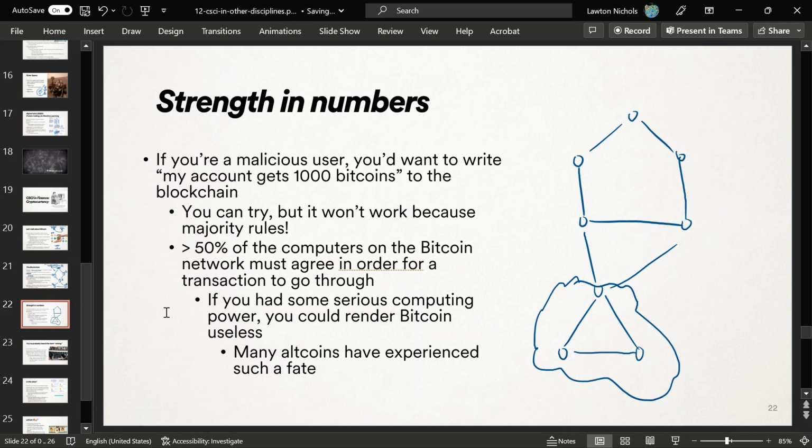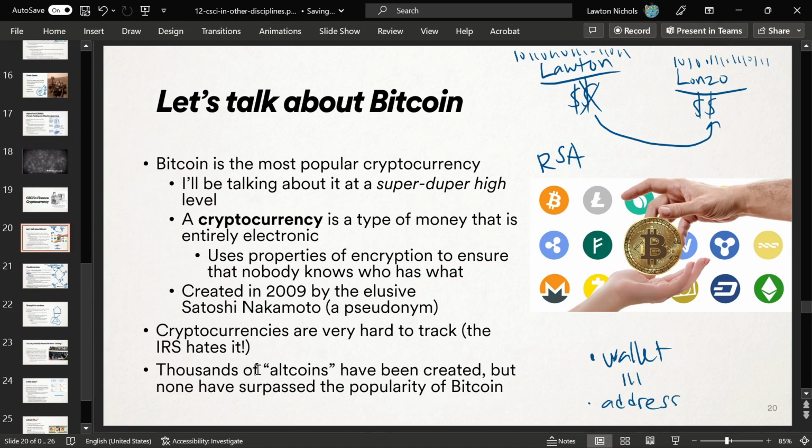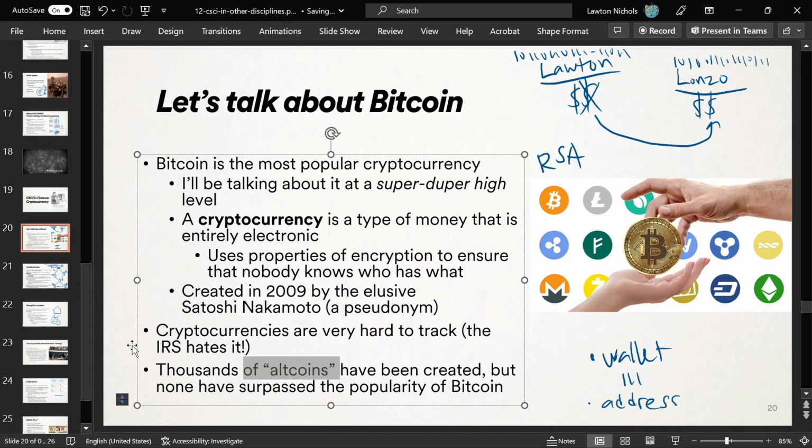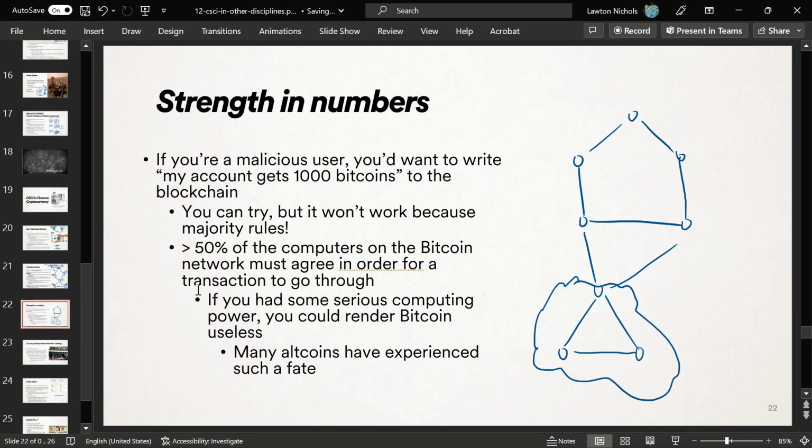And sadly, several alternative Bitcoins called altcoins, which have been made but never have been as cool as Bitcoin, maybe you've heard of some of them, have sadly been subjected to this fate where not a lot of people are on that alternate network. You can take over at least half of it, start writing to their version of the blockchain, and sadly, money is useless at that point. So that's why Bitcoin is still working, because it's popular. Because it's popular, nobody has control over at least half of the network, which is nice.